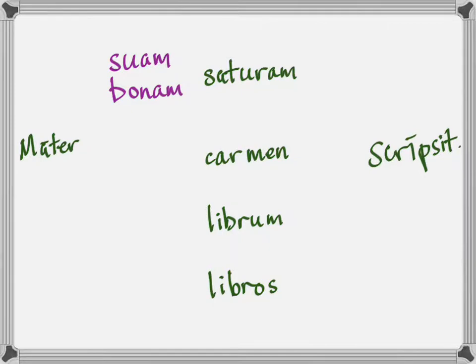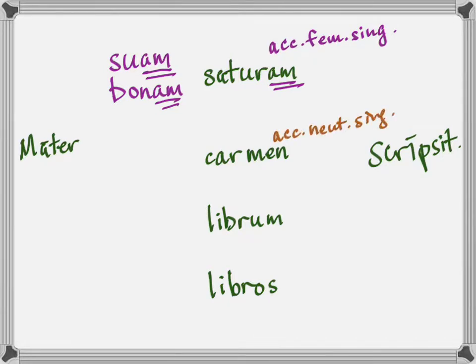So mater suam saturam scripsit. The mother wrote her own satire, or the mother wrote the good satire. Saturam is accusative feminine singular. Okay. Now, how about carmen? Carmen is accusative neuter singular. Mater suum carmen scripsit, mater bonum carmen scripsit. Suum and bonum are neuter because they're modifying carmen, and carmen is neuter. The gender of mater, the gender of mother, has no bearing on it.